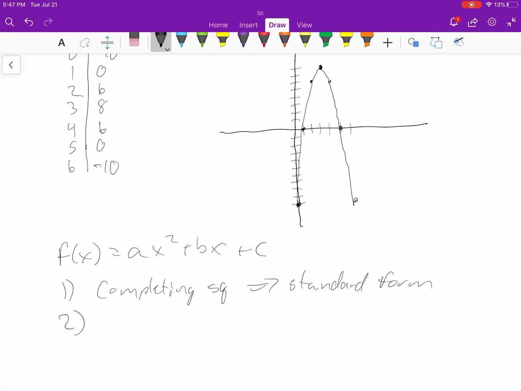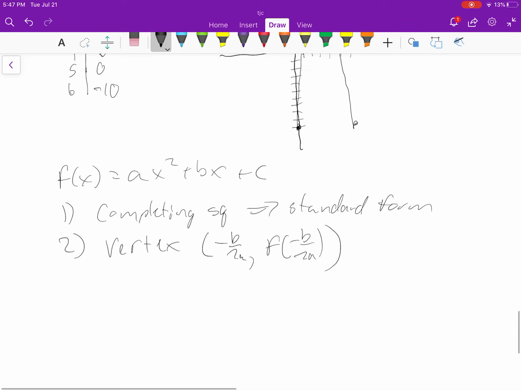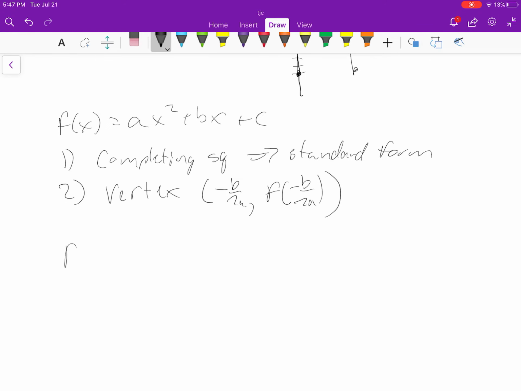or if all you're really interested in is the vertex, because you're just interested in whether there's a min or a max, then there is this formula. Your vertex will exist at this point here. Okay, so you can use either of those two methods. I'm going to go through both of them. We'll use this problem here.